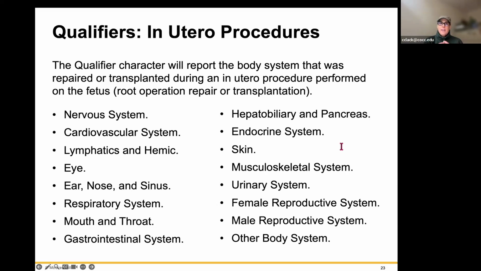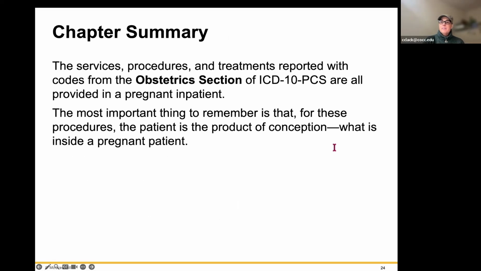Which, when you stop and think about it, this is wild. This is a surgical procedure that is done in utero on the fetus, before birth. So it's like a procedure amongst a procedure. The science is absolutely amazing, that an in utero procedure can actually be done, and that we have that highest level of specificity with nervous system, cardiovascular, skin, urinary, etc.